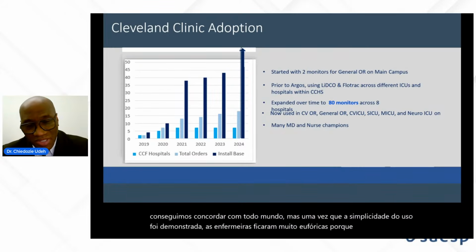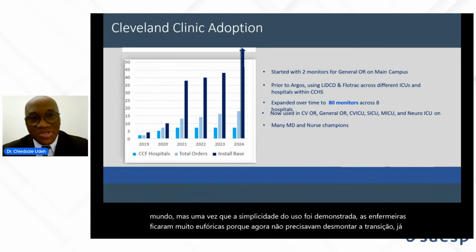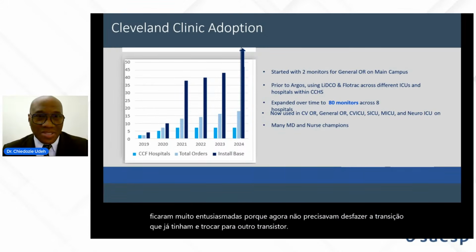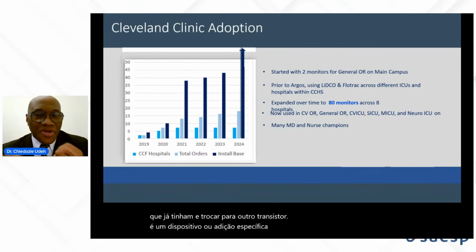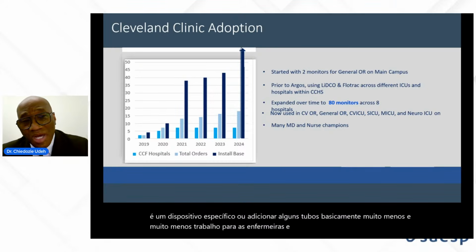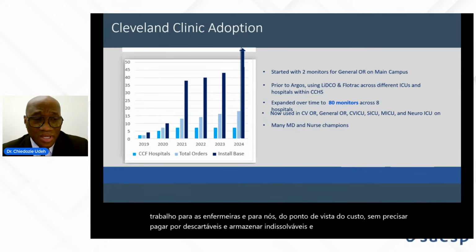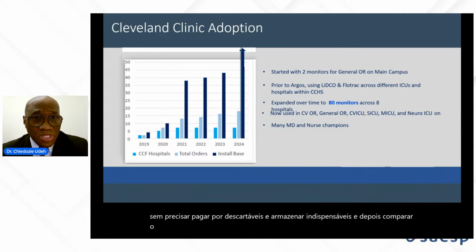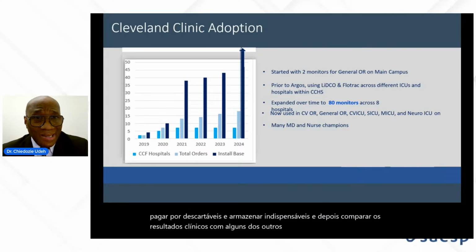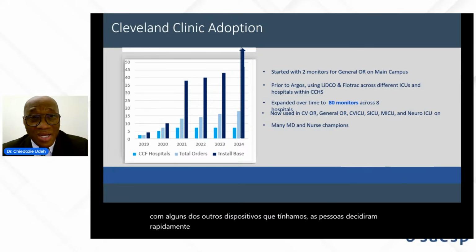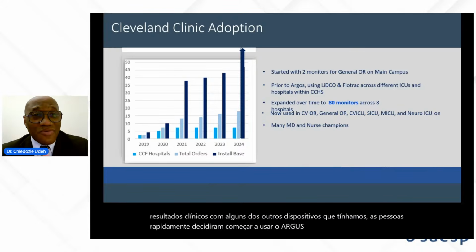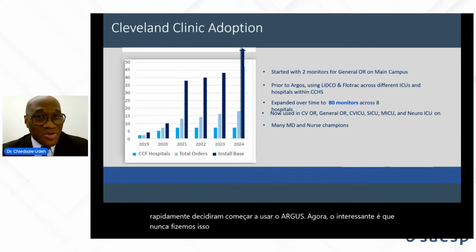take down the transducer they already had and switch it to another transducer to use a particular device or add some tubing. Basically, much less work for the nurses. And then for us, from a cost point of view, without having to pay for disposables and storing disposables, and then comparing the clinical results with some of the other devices we had, folks very quickly decided to start using Argos. Now, the interesting thing was we didn't say you couldn't buy LiDCO or FloTrac anymore.